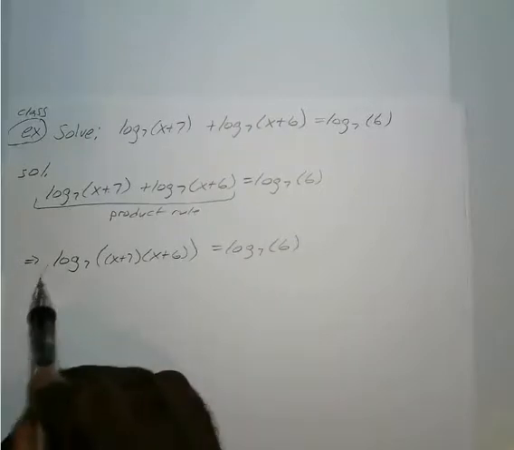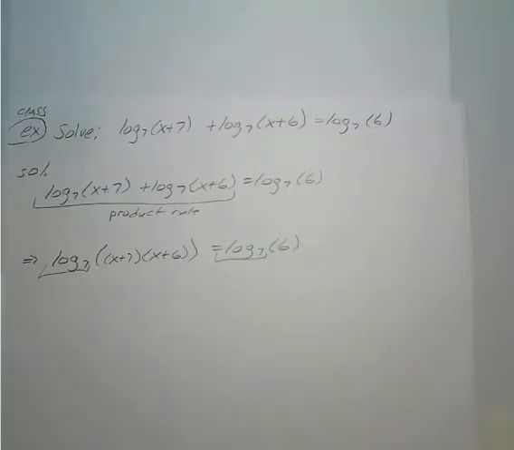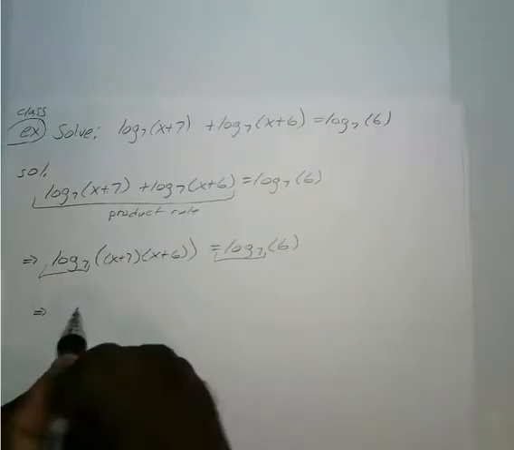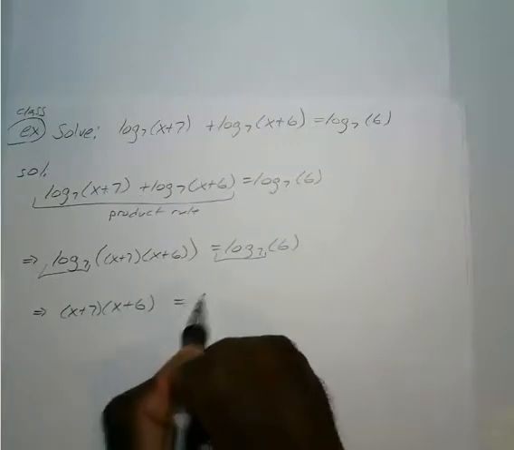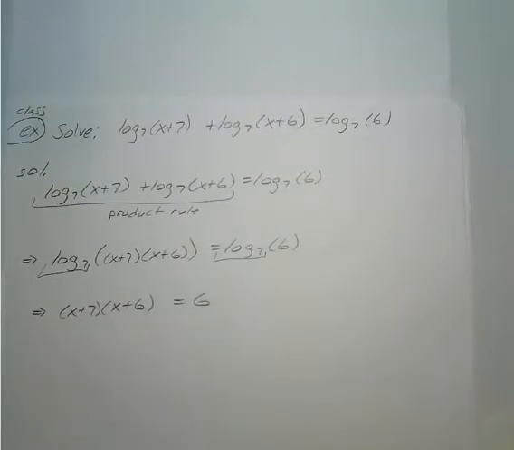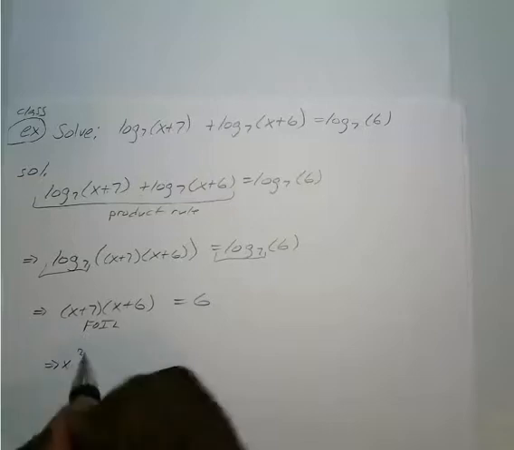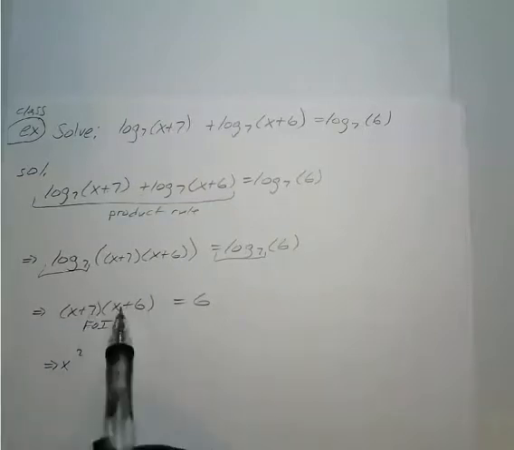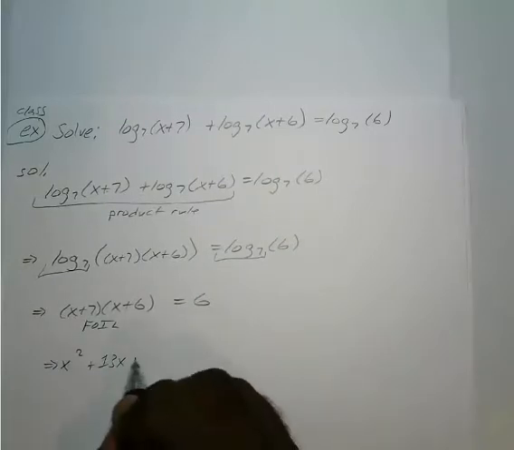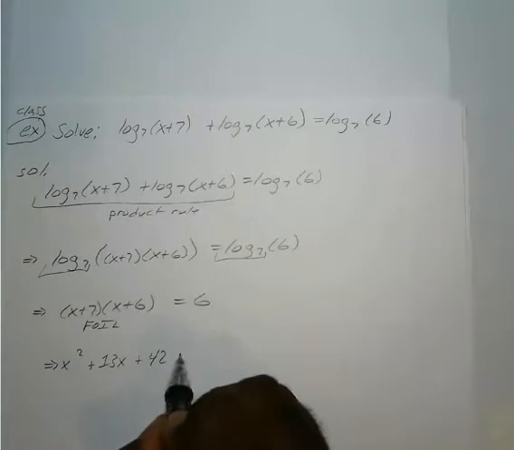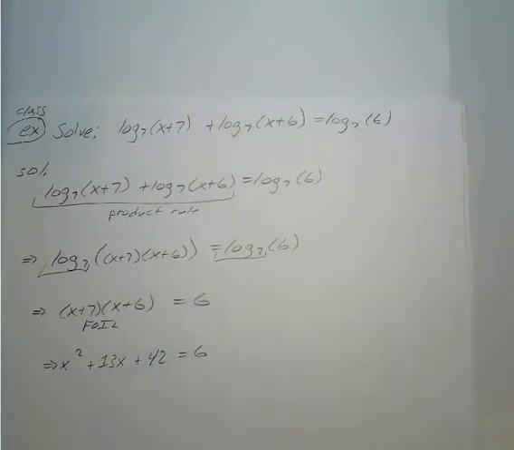All right, so you see here we have log base 7 and log base 7. So that means this can only be true if x plus 7 times x plus 6 is equal to 6. Okay, so just like before, we can go ahead and FOIL this one out. So we have x times x, so we have x squared, plus 6x plus 7x, so that's plus 13x, plus 7 times 6, which is 42, is equal to 6.